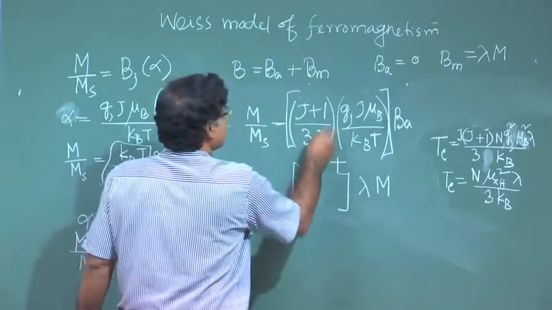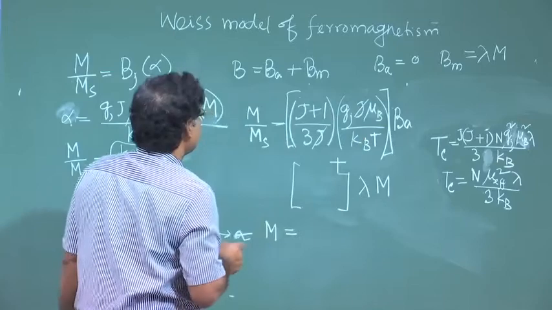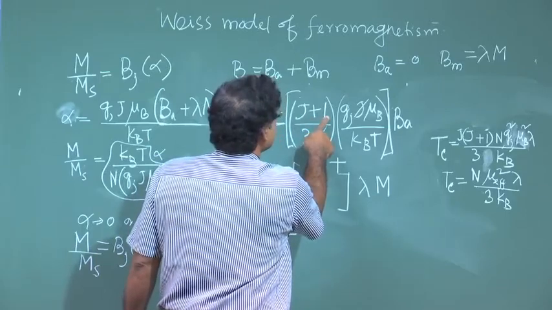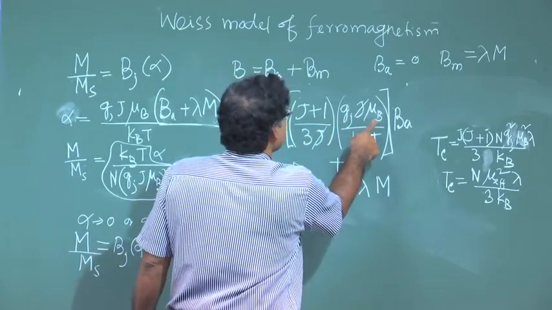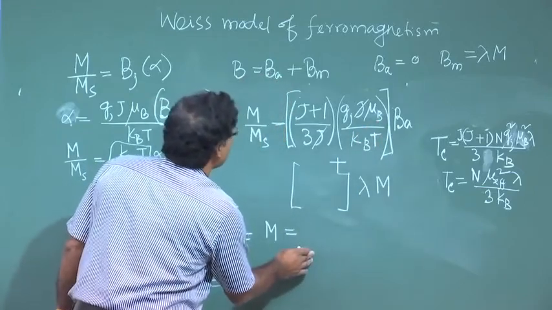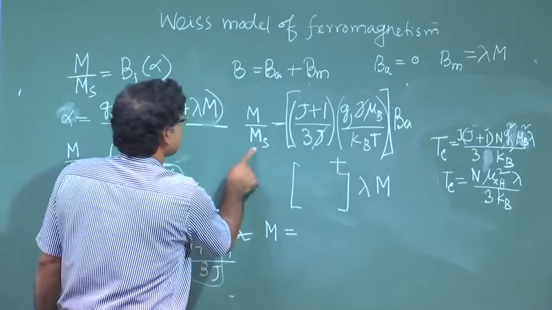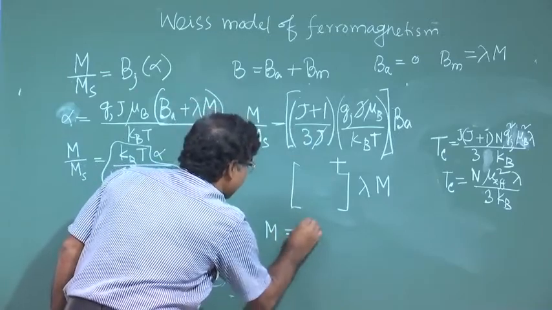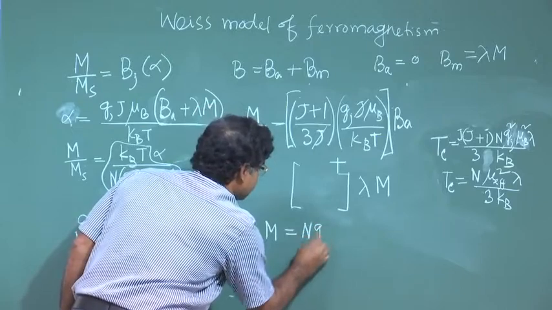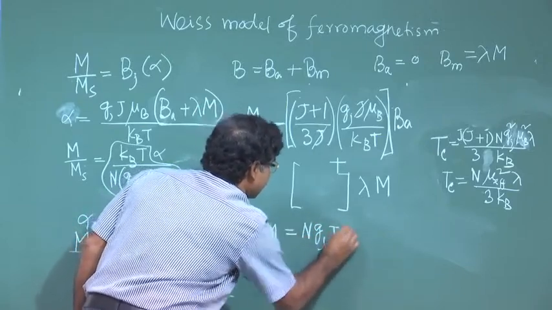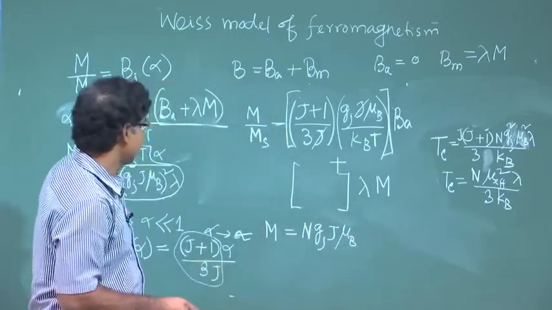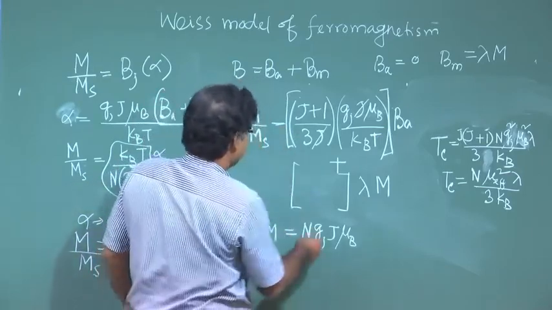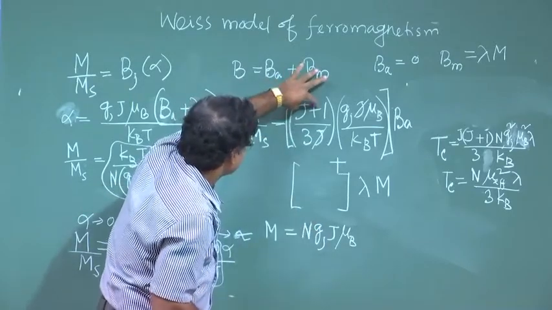so this j will go, okay, and then I have j plus 1 gj mu v. So, I will get, and then if I multiply ms with this, see ms is n gj j mu v, okay. I multiplied this ms. So, m equal to this.